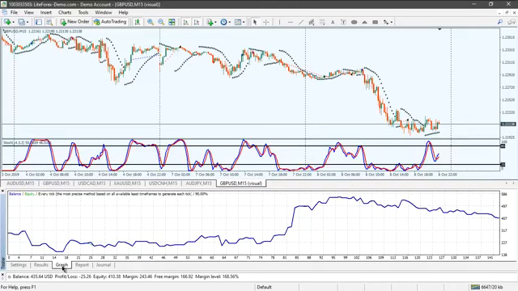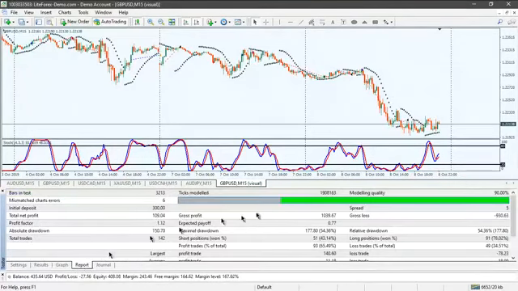Okay, so test is done. We started the month with $300, hit lows of about $158 and highs of about $560, and closed the month with about $400, something of that sort. Let's look at the report. Again, with 90% accuracy, you made about $100 in 1 month.